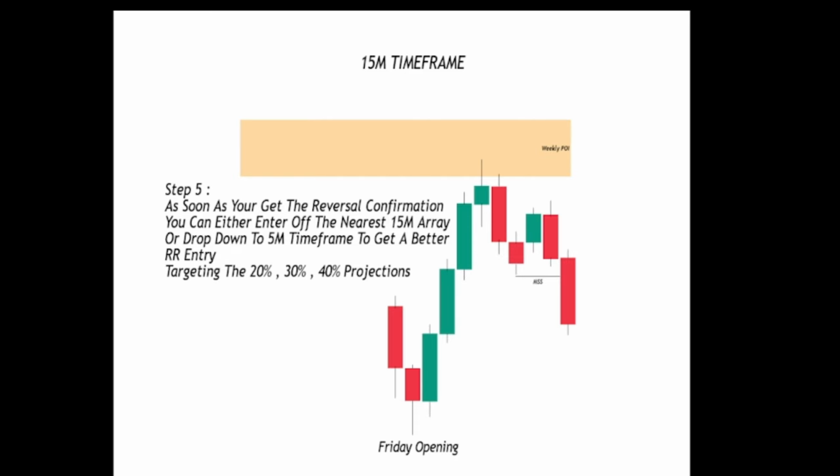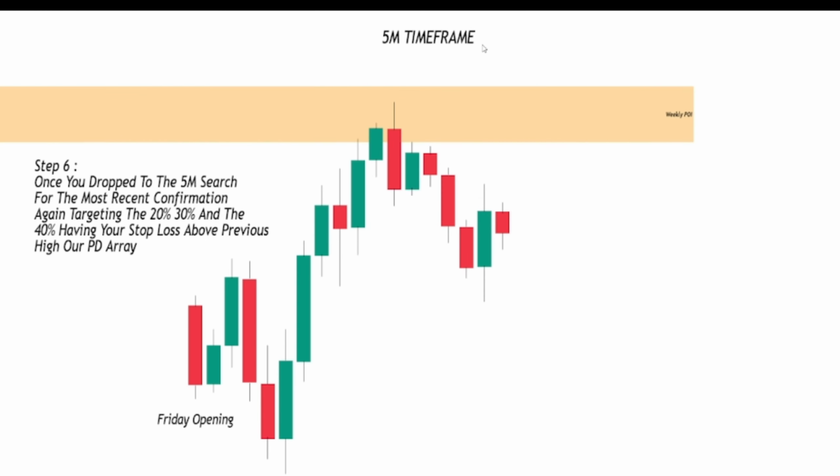All right. So as we talked about the projections, you're going to be targeting the 20%, 30%, and 40%. And I'm going to tell you each one how you're going to be acting with it throughout your trade. So on the 5-minute time frame, finally, as soon as you have the same thing, tap into the weekly point of interest, drop lower here. Once you drop to the 5-minute, search for the most recent confirmation, again targeting the 20, 30, and the 40% levels, having your stop loss above the previous high or PD array.